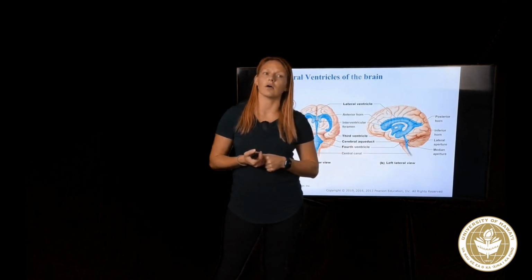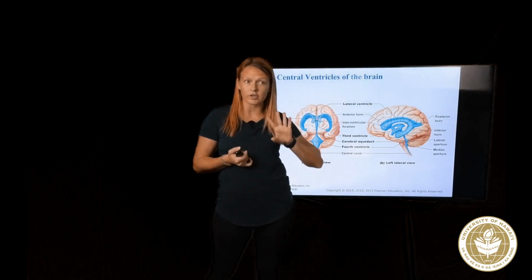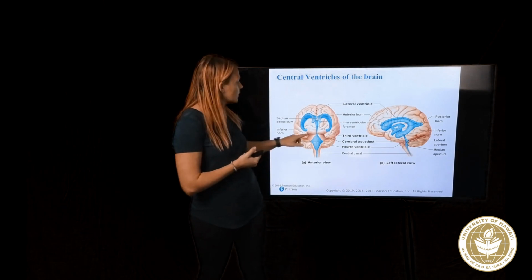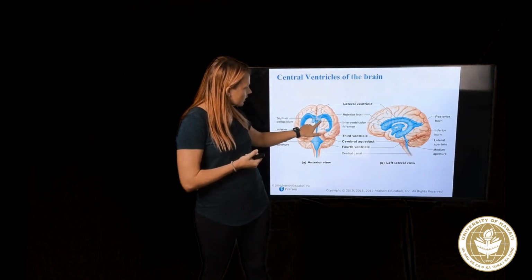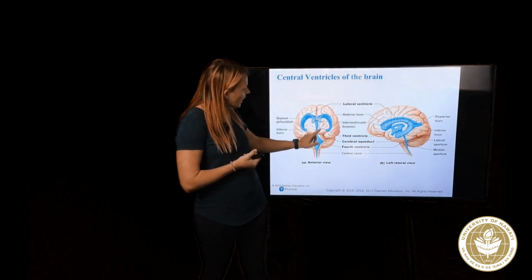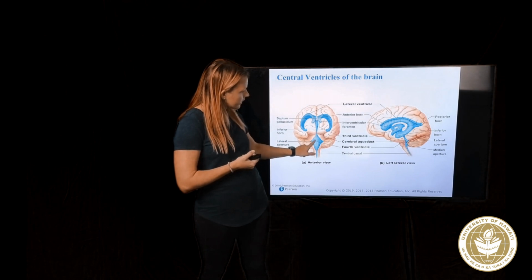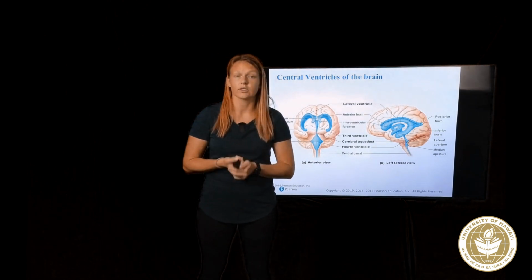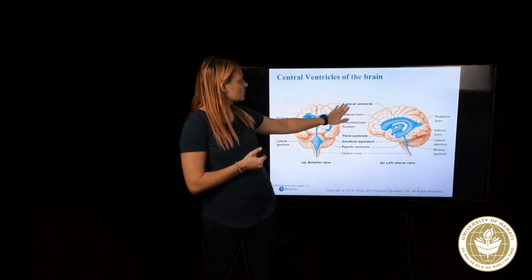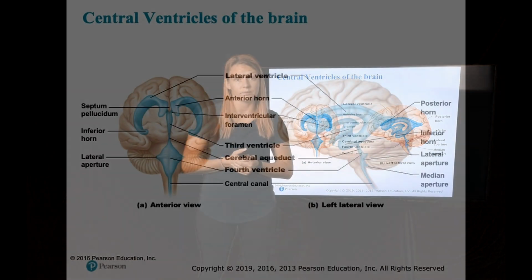So each of these lateral ventricles, just as a little bit of review, so you have two lateral ventricles, right? They're going to be connected to that third ventricle via this interventricular foramen. So I want you to remember that. And then you have your third ventricle connecting to the fourth ventricle via this cerebral aqueduct. So those are your four different ventricles that we have in the brain: the lateral ventricles, the third ventricle, and the fourth ventricle.